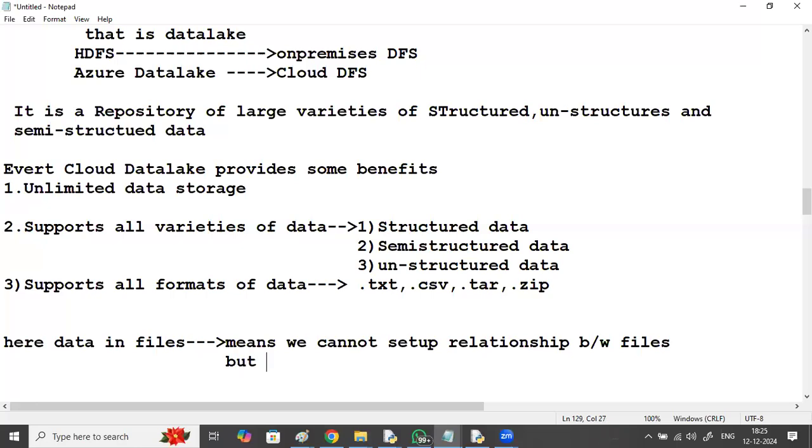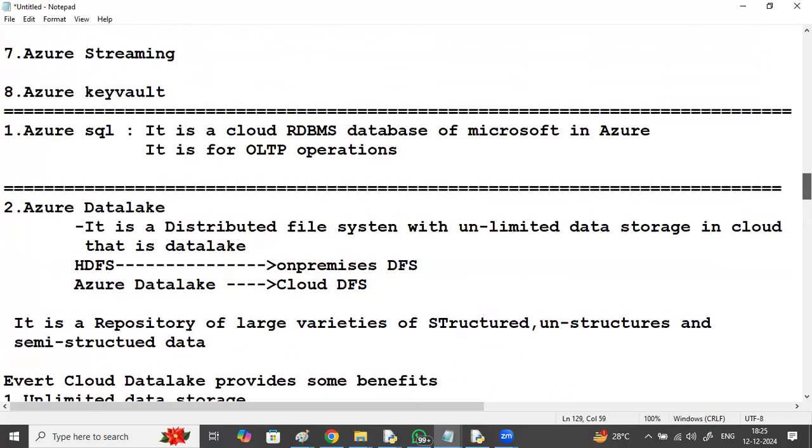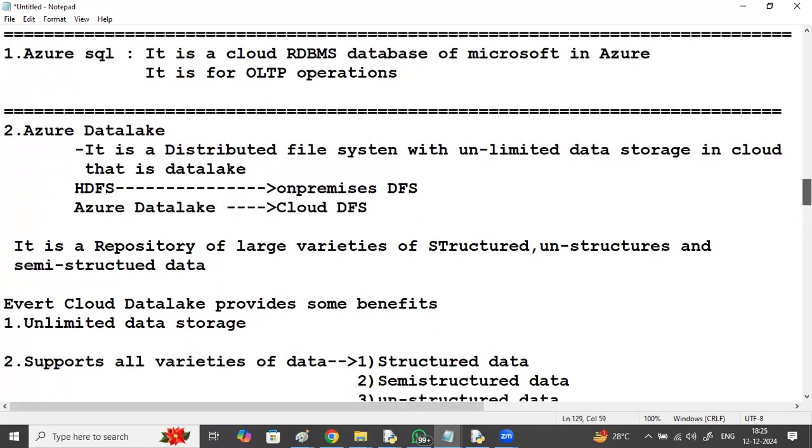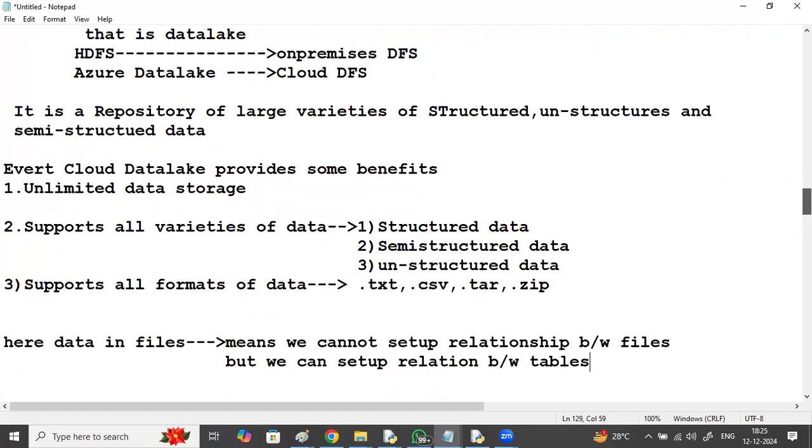But we can set up relation between tables. I cannot go with Azure SQL because it is for OLTP. It's not for data warehouse purpose. But we can set up relation between the tables.